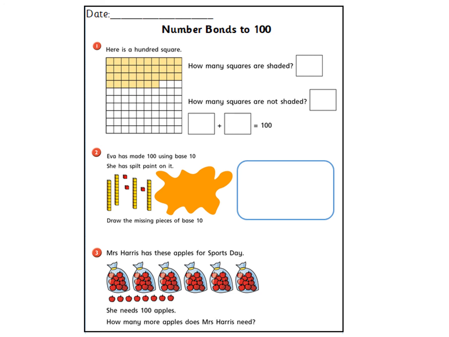Okay, Ava's got 100 base 10 out, but she spilled paint on some. So you've got some base 10 there, that makes the number, and you need to see how many more 10s and 1s you would need to make our number to 100, and draw your base 10, your 10 sticks and your 1 cubes in the box. And then you have a problem at the bottom to solve. Okay, good luck everybody.